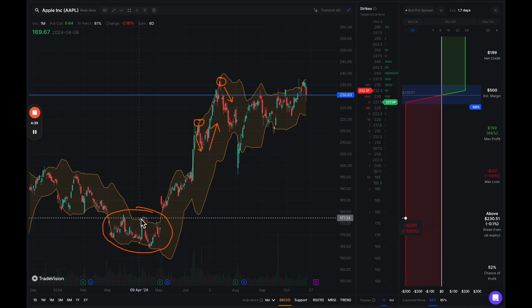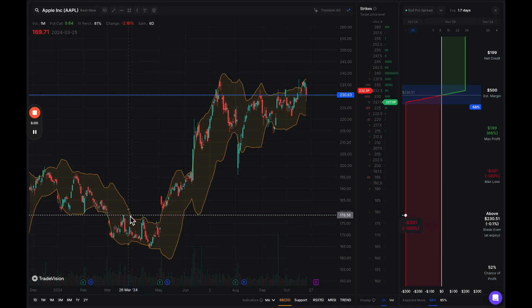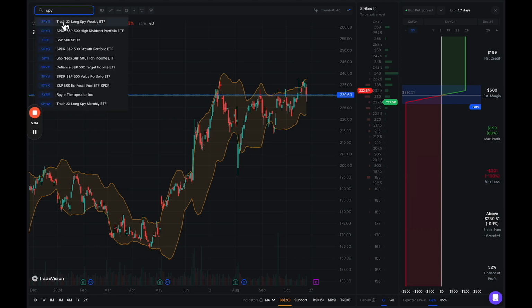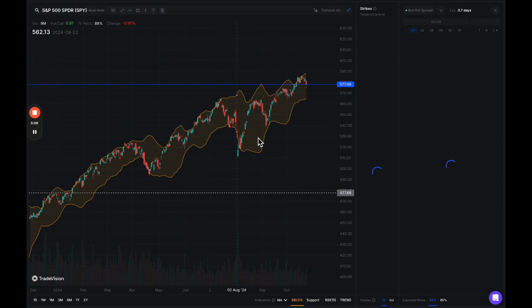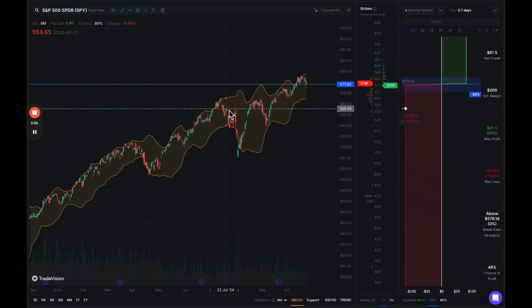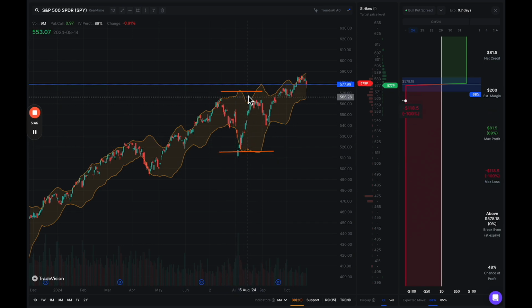Okay, so let's go ahead and take a look at one more stock. We can type in SPY. We're on Apple right now. I'll keep my Bollinger Bands on. As you can see, if we're looking at the SPY chart, back in July and August, when volatility starts to kick in, the market comes down a little bit, volatility expands, volatility increases, and the range gets wider.